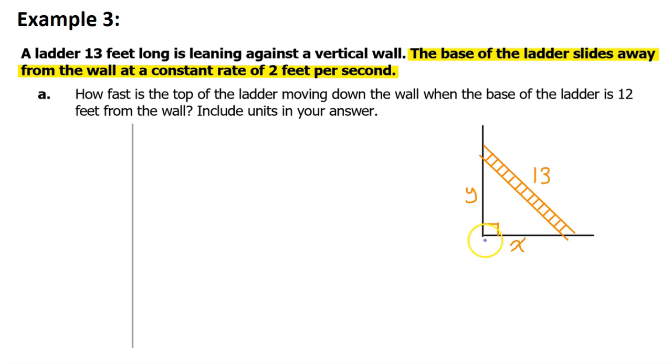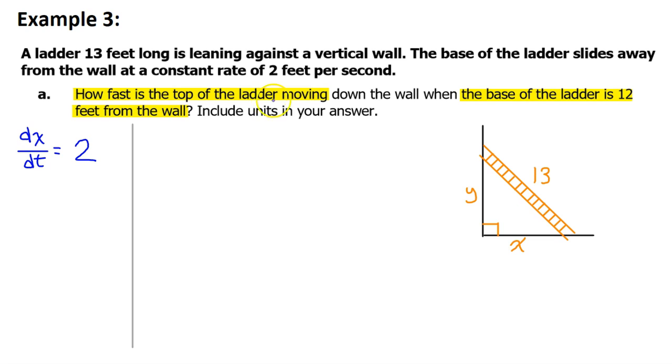The base of the ladder slides away from the wall at a constant rate of 2 feet per second. Since we called that distance x, we are talking about the rate of change of x, or dx/dt. Now this could be 2 or negative 2, and that depends on whether x is increasing or decreasing. If the base of the ladder is sliding away from the wall, then x is increasing. So the rate of change is a positive 2 feet per second. But pay attention to that because sometimes this number will be negative.